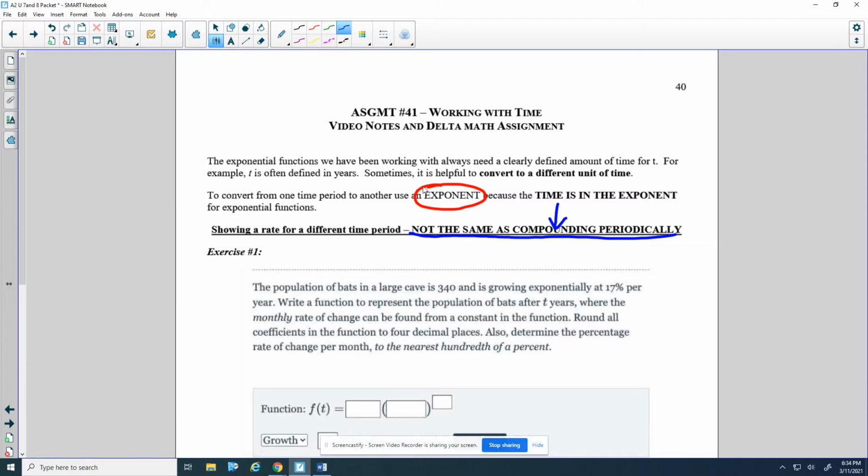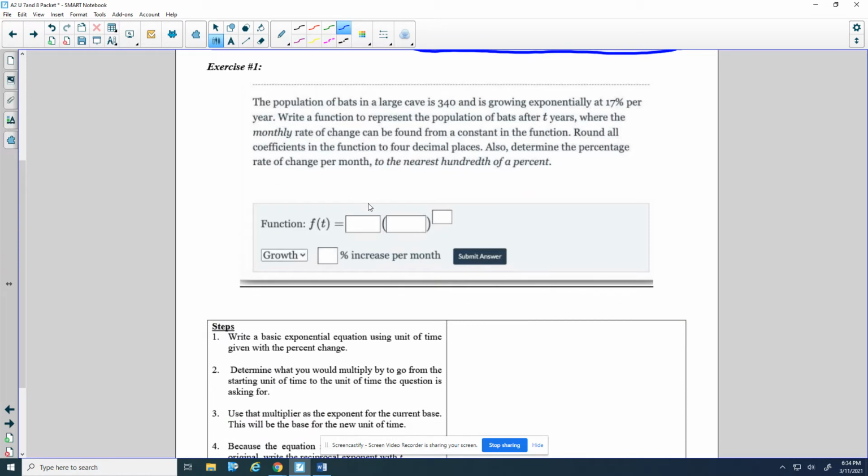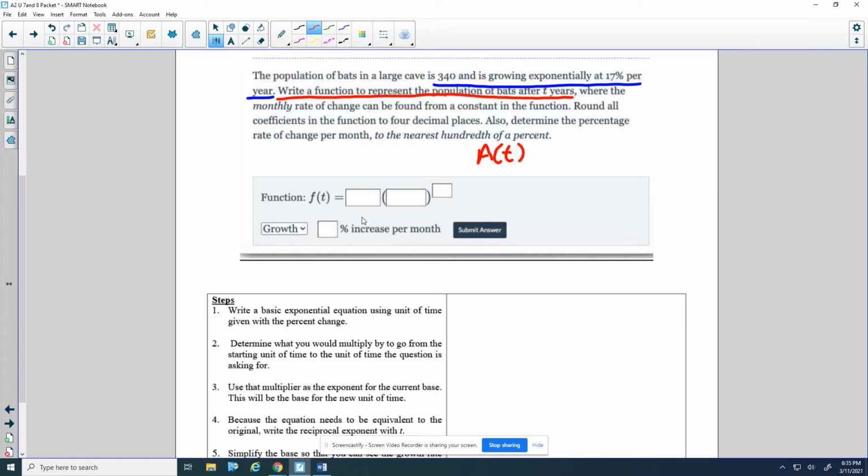So let's look at our first question. The population of bats in a large cave is 340 and is growing exponentially at 17% per year. Notice first off, we don't have any compounding. There's nothing continuously. We don't see that word. So this is just our basic formula. We're going to write a function to represent the population of the bats after t years. I'm going to write the work down here with my steps.